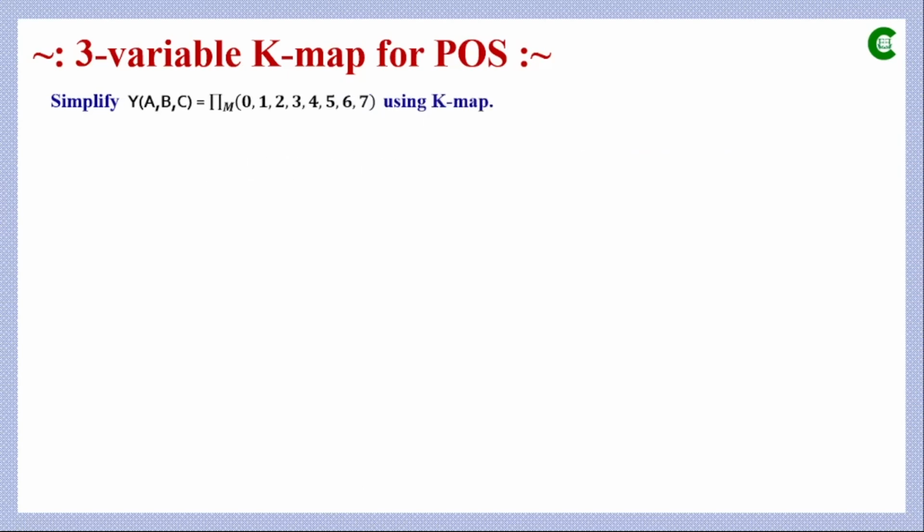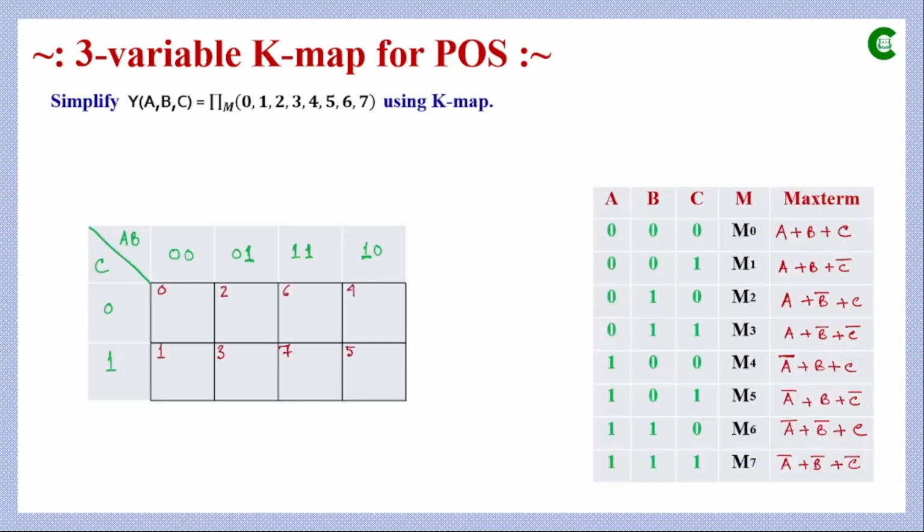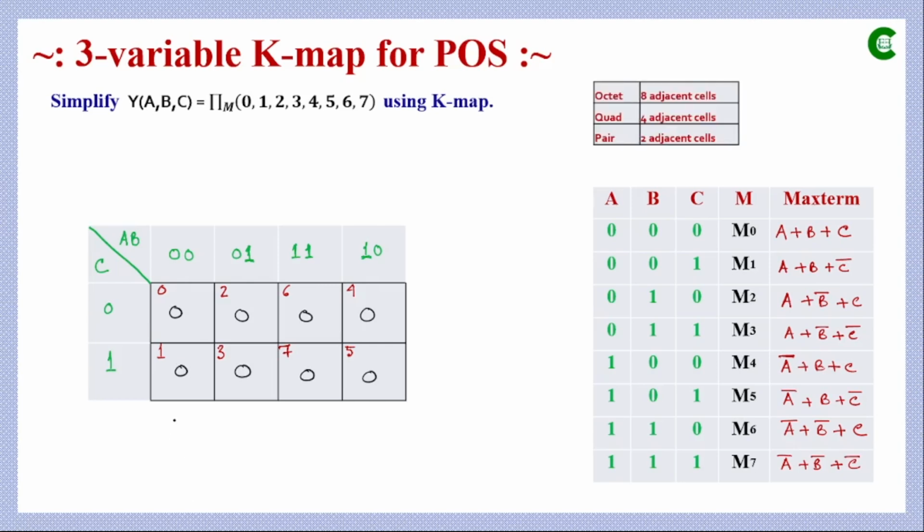Next we will move on to the next problem, where again it is for POS, and what we can see here is that we have all the 8 max terms. So we will first draw the K-map, and since we have all max terms, we don't need to think much. All the cells will be filled by zeros, and then we will see what type of groups are possible. Since all the 8 adjacent cells are filled by 0, an octet is possible among all these 8 cells.